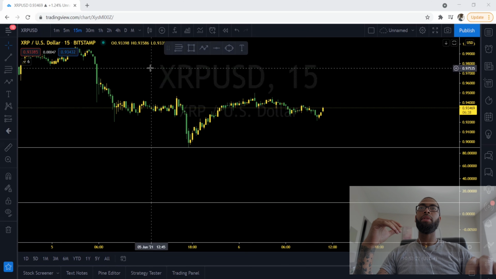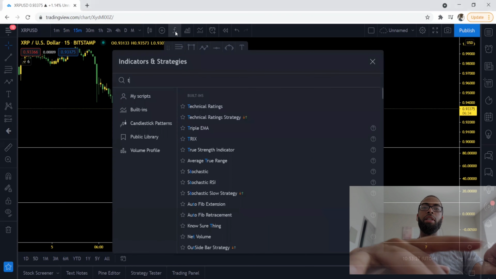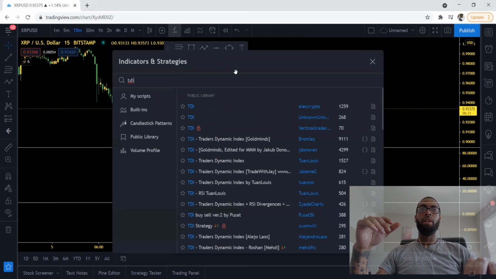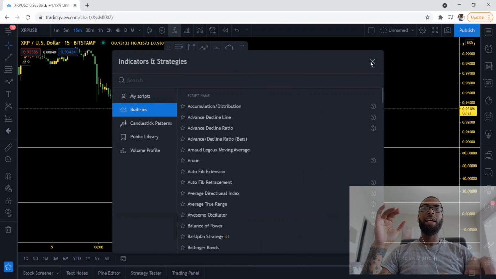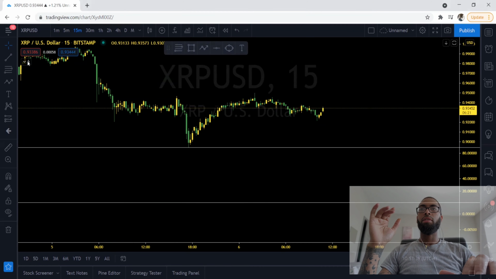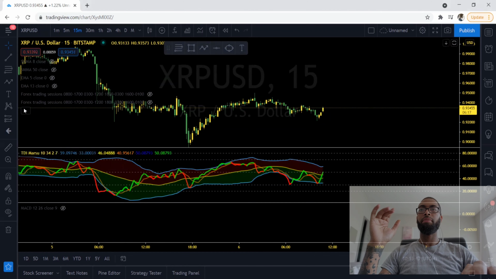So on TradingView, as you see, if you want to put the TDI on here, you have to go to the top, click on this FX, right? Type in TDI, and it's this top one, the Elite Crypto, right? This is the one that I use. You just click it one time. I didn't click it because I already have it. So here's the TDI here. This is what it's going to look like.